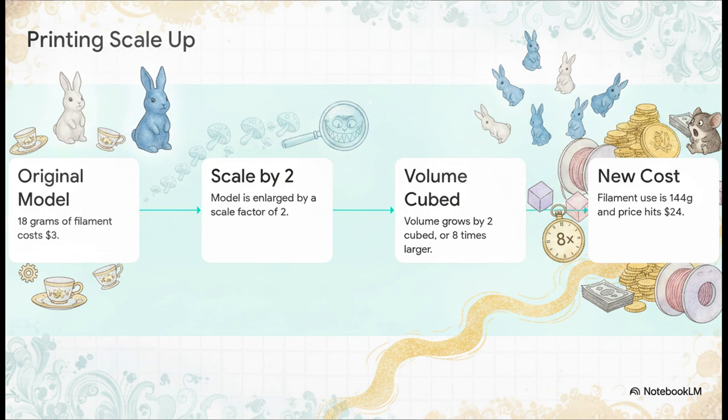Imagine you have a cool little 3D model that uses 18 grams of plastic filament and costs about $3 to print. You decide you want it to sit nicely as a centerpiece, so you enlarge it by a scale factor of 2. To your eye, it only looks twice as big. But because volume scales by the cube of the scale factor, the actual volume is 8 times as large. Suddenly, you need 144 grams of filament, and your cheap $3 print just exploded into a $24 surprise.